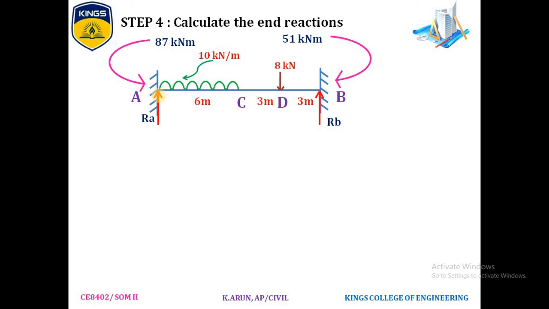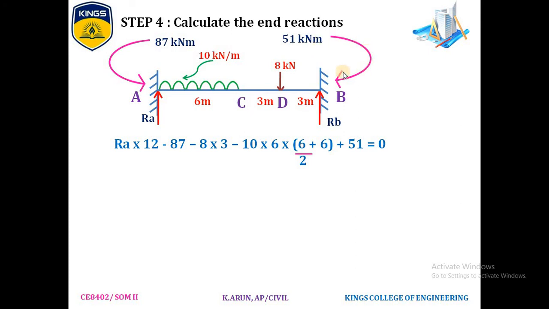So taking RA into the total distance, which is 12 meters. It is an anti-clockwise moment, so it is minus 87, and 8 is located at a distance of 3 meters from the right end, so minus 8 into 3. And then for the UDL it is W into L by 2. So 10 into 6 into half of the load acting distance plus the balance distance, which is 6.